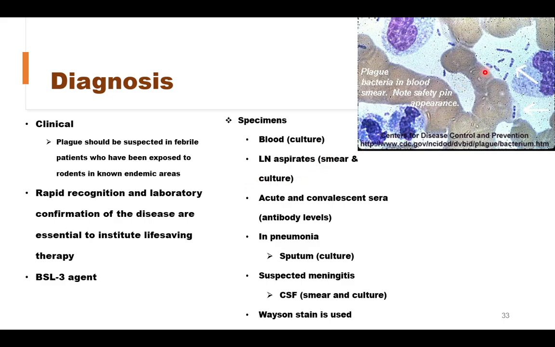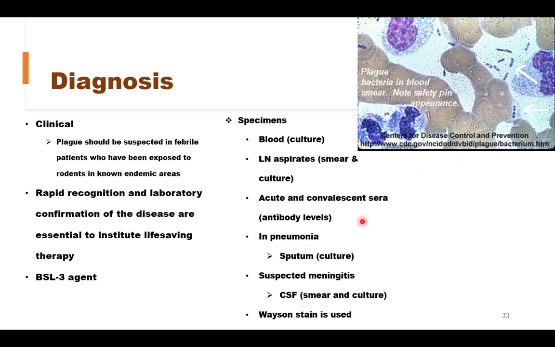Now, if we perform a smear, this is not from a lymph node aspirate, this is from blood, as you can see the red cells. But the organism has a characteristic staining pattern. It has that safety pin appearance. So if we perform a smear on the clinical specimen and we can identify this organism, then it's plague until proven otherwise. Okay?